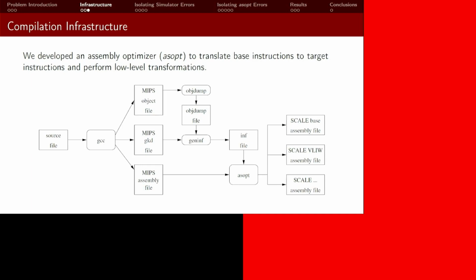We provide this to GCC, which gives us 3 files of interest: the MIPS object file, the MIPS GKD file, and the MIPS assembly file. So together, the MIPS object file and GKD file go together to produce something that we create with an executable there called gen.inf, which is our INF file. And then the third file coming from GCC on the bottom, our MIPS assembly file, will be given directly to ASOPT. And together, providing ASOPT with the MIPS assembly file and the INF file, we're able to produce the scale-based assembly file, scale VLIW assembly file, and some future assembly file.